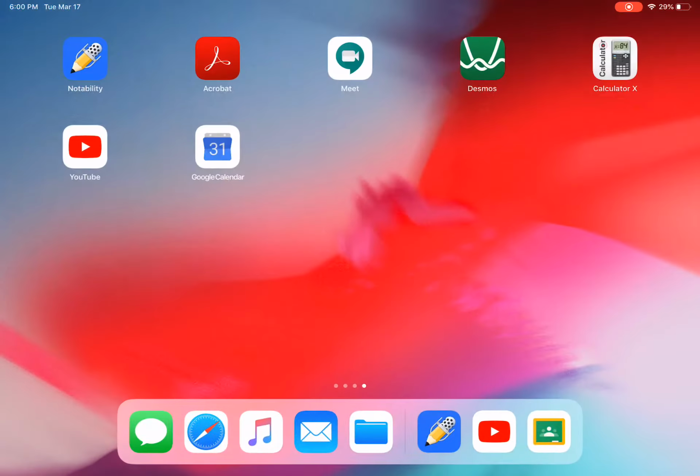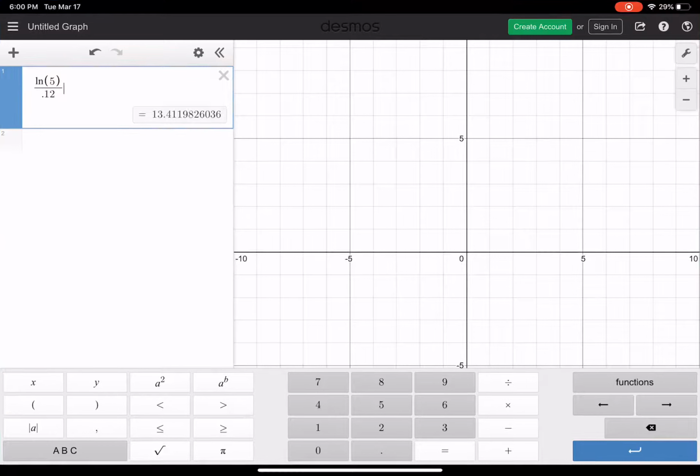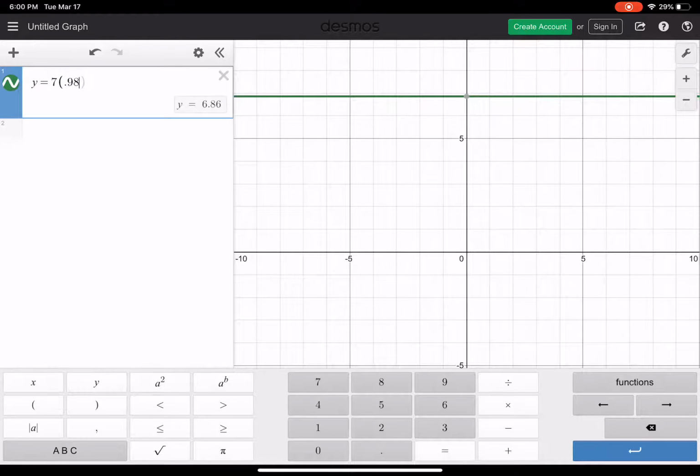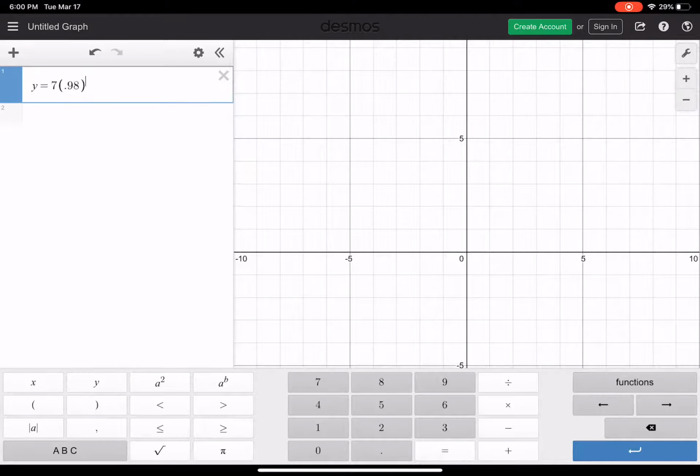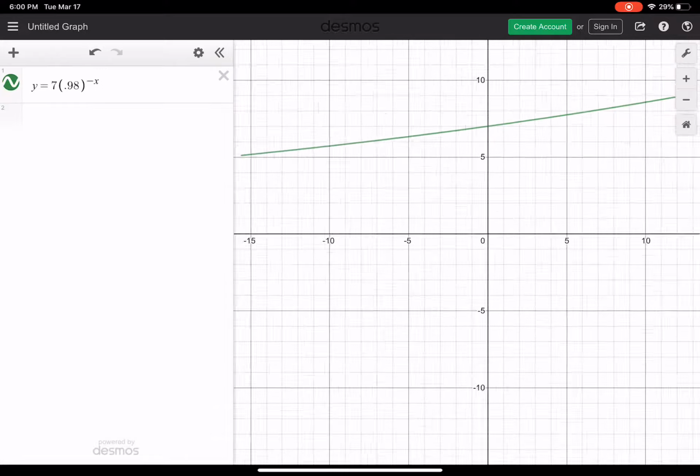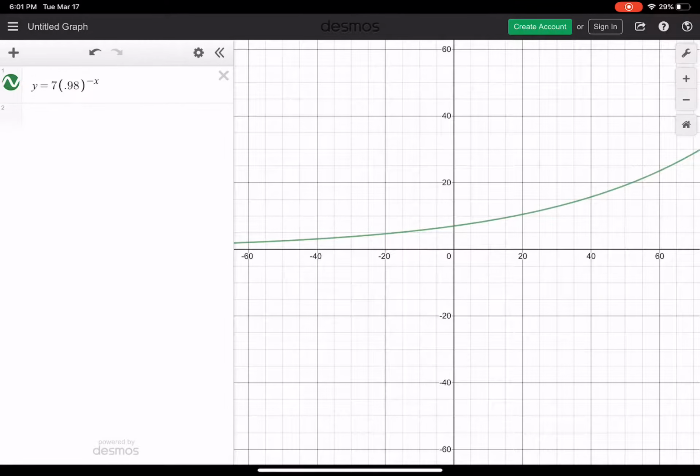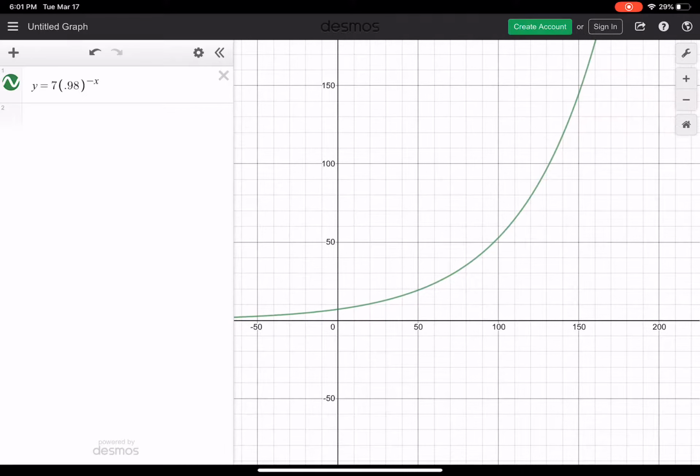If I go to Desmos, I can actually just input that equation. So why don't we try it? So that's y equals 7 times 0.98, close the parentheses, raised to the power of, that a with a little b next to it gets me up there, and I'll write there negative x. All right, so if I zoom out and look at my graph, it's a graph that is going up. All right, so that would be exponential growth.